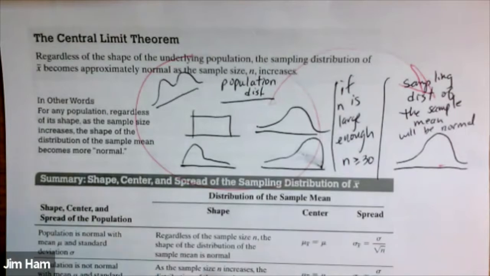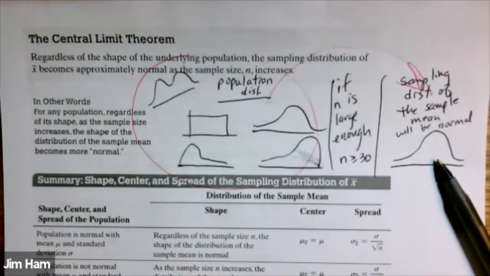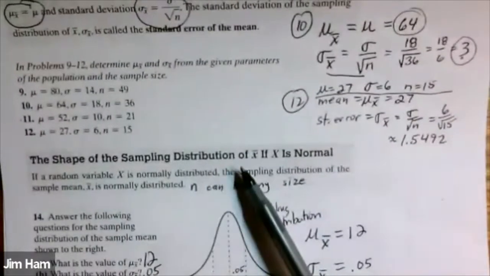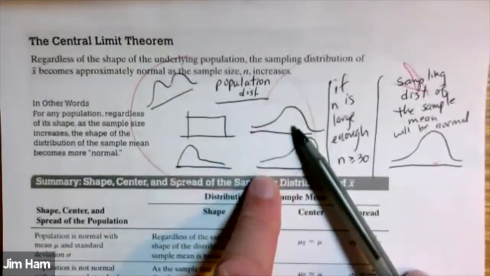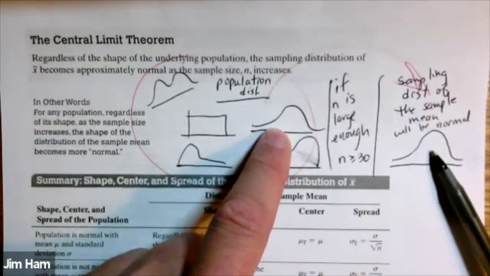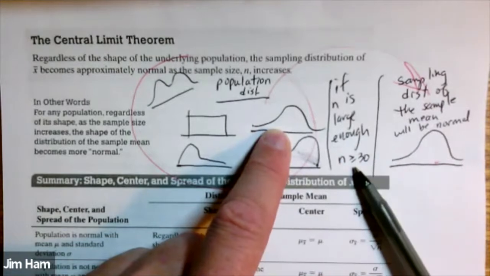So there's two conditions under which the sampling distribution will be approximately normal. The first thing is if the underlying probability distribution is normal. So that's this one here. If the population distribution looks like this, then the sampling distribution is going to look normal, just like this, or a little bit different, but it's going to look normal. It doesn't matter what the sample size is.